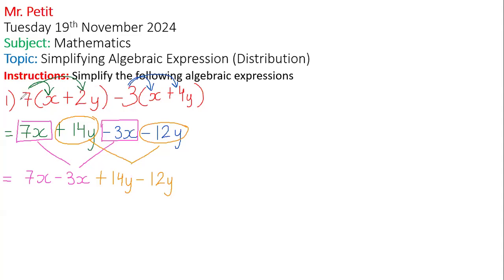All right. So 7 times x gives us 7x, and 7 times 2y gives us 14y. That makes sense? Excuse me, Mr. Petit. Go ahead. How did we...?